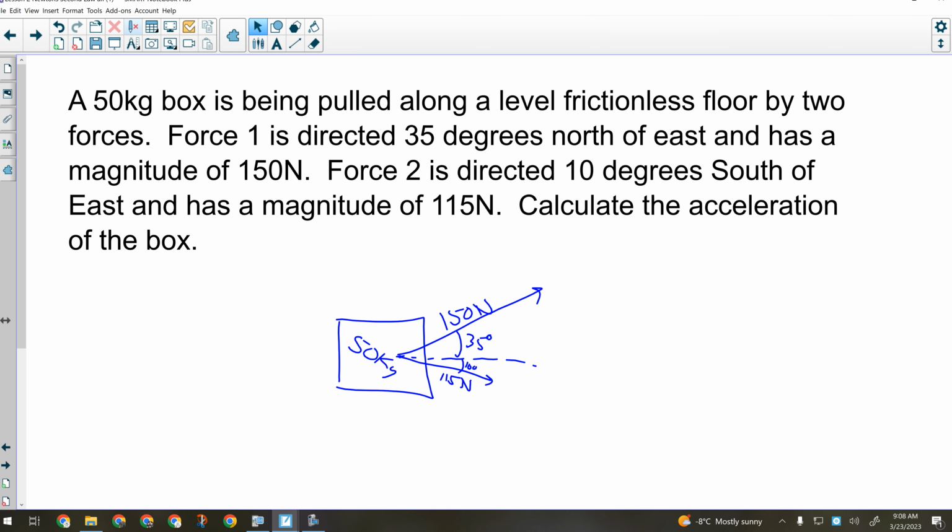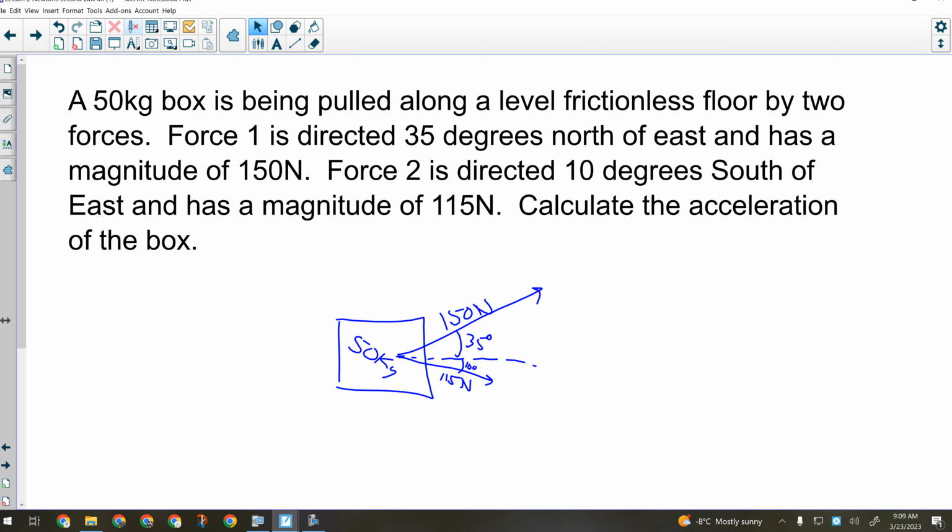Is it going to be a little bit north of east or a little bit south of east? A little bit north. Probably a little bit north of east. It's a bigger force, it's a bigger angle. I think it's going to end up being a little bit north of east. And it's always good to visualize that first. So that's my free body diagram.